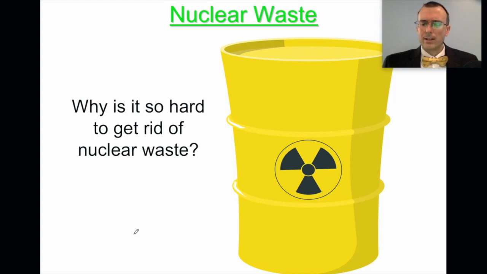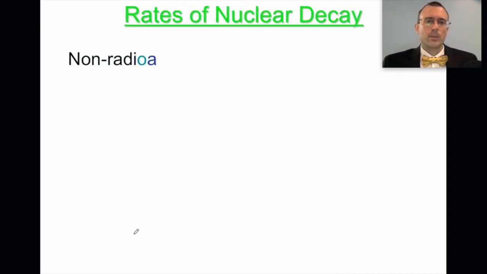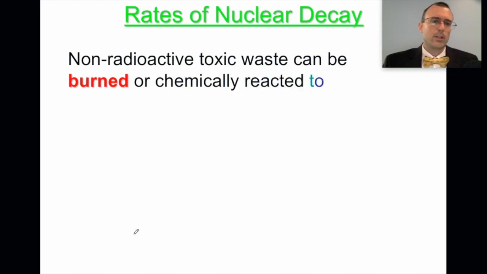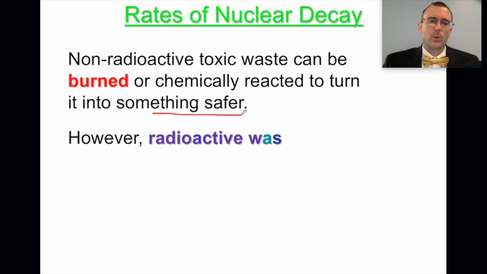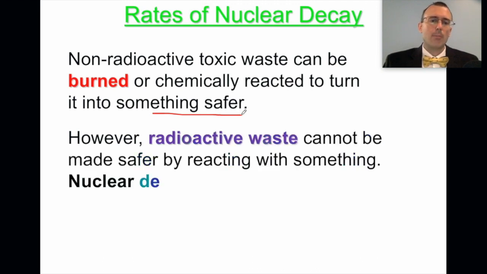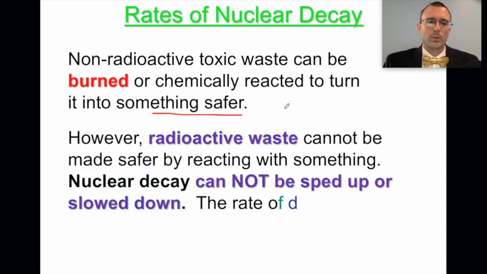And in order to answer that question, let's first think about, well, what do we do with ordinary waste? Ordinary waste we can simply, let's say, throw in the ground, put in a landfill somewhere. But if it's toxic, we're going to do something with that. So typically, your non radioactive toxic waste can be burned or can be chemically reacted to turn it into something safer. But you can't do that with radioactive waste. Radioactive waste cannot be made safer by reacting with something.